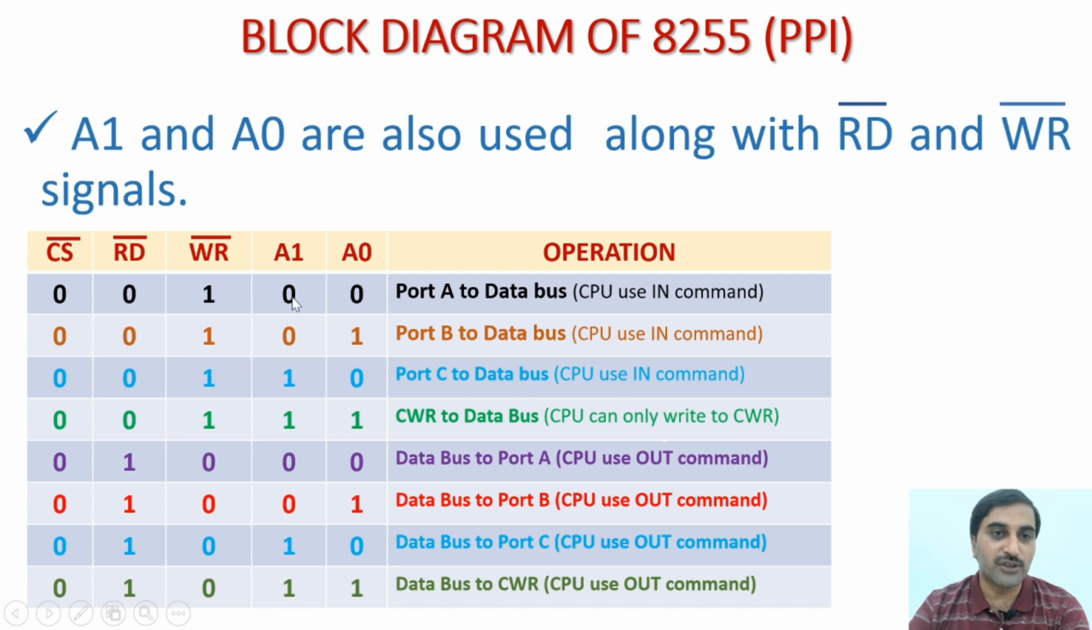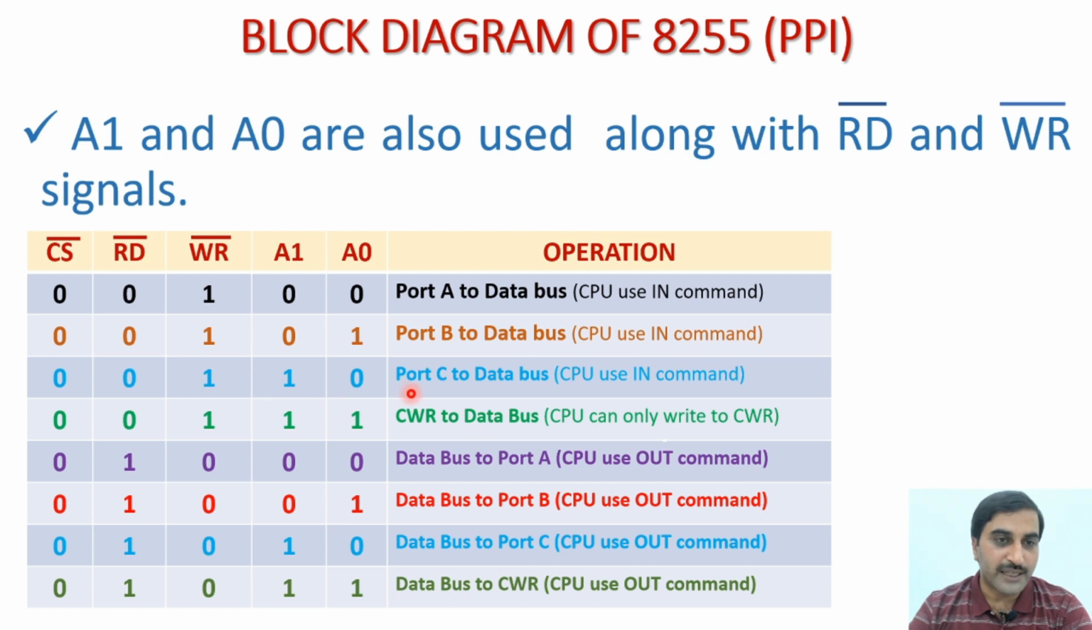That means 00 we are using for the selection of the port A. So during this read cycle, the data from port A will be given to the data bus, and for this purpose CPU generally uses the IN command. अगर आप नेक्स्ट केस देखें तो 01 है. 01 के केस में port B is selected and then the enabled signal is your RD signal. That means data of port B will be given to the data bus, and again CPU will use the IN command.